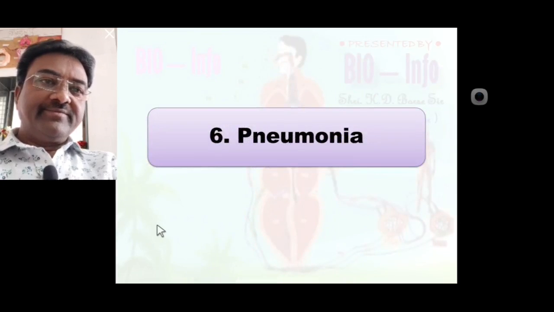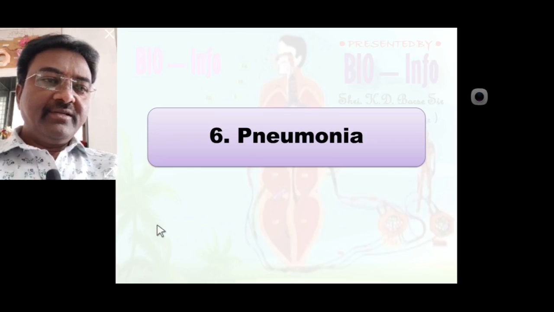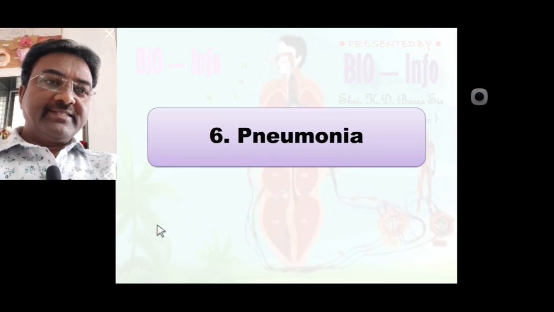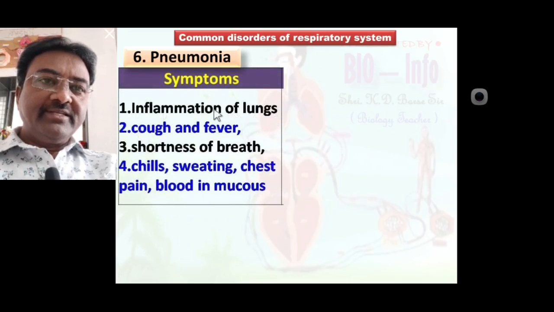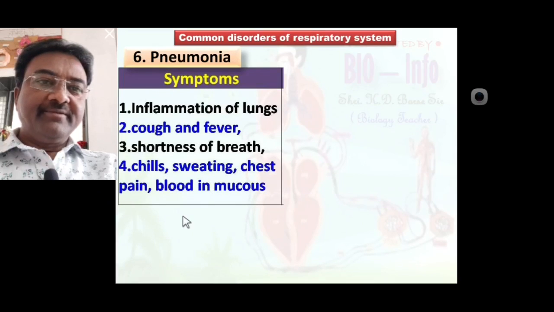Now the sixth one is pneumonia, also one of the disorders of the respiratory system. Inflammation of the lungs is the common main symptom of pneumonia. Due to inflammation of the lung, cough and fever are seen in a pneumonia patient. Shortness of breath is also one of the symptoms. Chill, sweating, chest pain, blood in the mucus. So here we noted all symptoms seen in pneumonia. Not only inflammation of the lung, cough and fever are also seen.